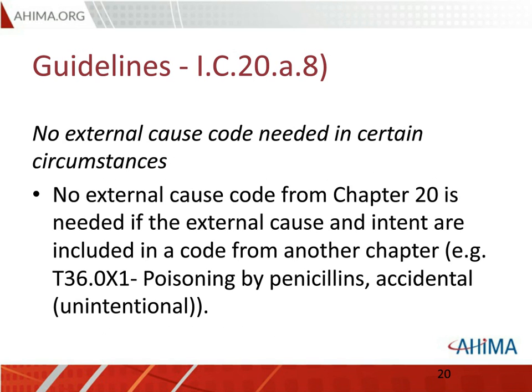There are situations when we do not need or should not assign external cause codes, and they tell us that no external cause codes from Chapter 20 would be needed if the intent is already identified in the code. So, for example, the codes in Chapter 19, when we're talking about poisonings, they already have the intent as a combination code there, whether it's accidental or self-harm, etc. So no additional external cause codes are utilized with those combination codes.